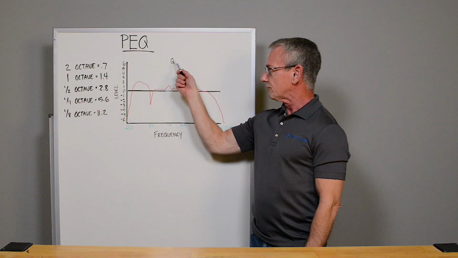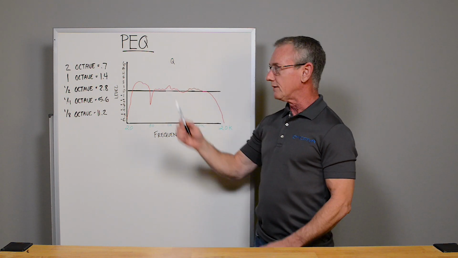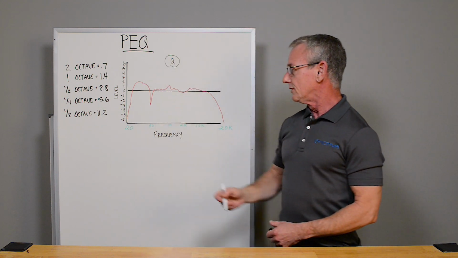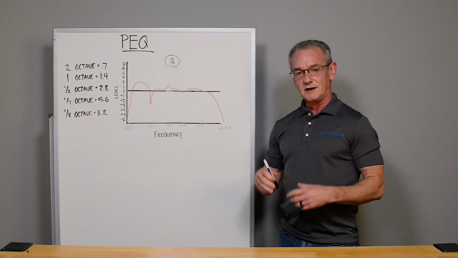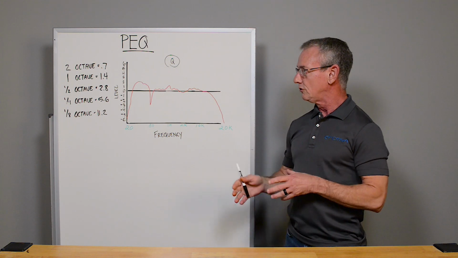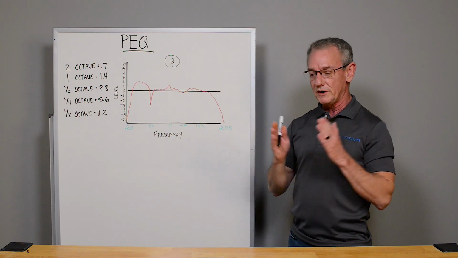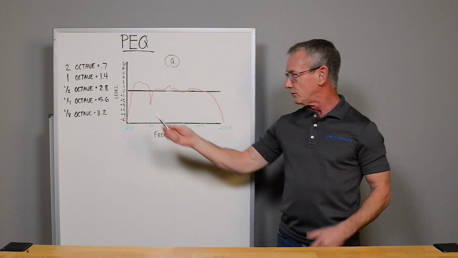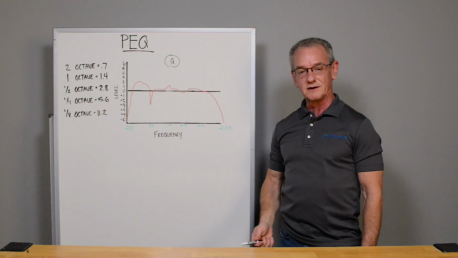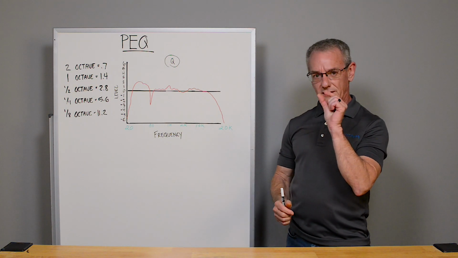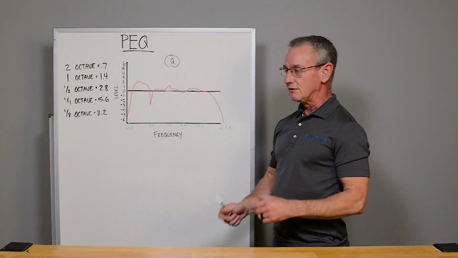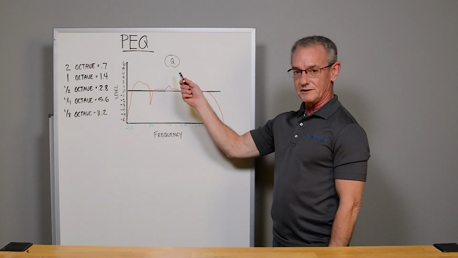It's the third aspect that most people have the biggest problem with, and that is Q. What is Q? Well, in its simplest term, Q is bandwidth. How wide of an area do we want to actually adjust when we do our level boost or cut? Are we going to do a real narrow band, or are we going to do a big broad section? What are we going to do? Well, that's where Q comes in.